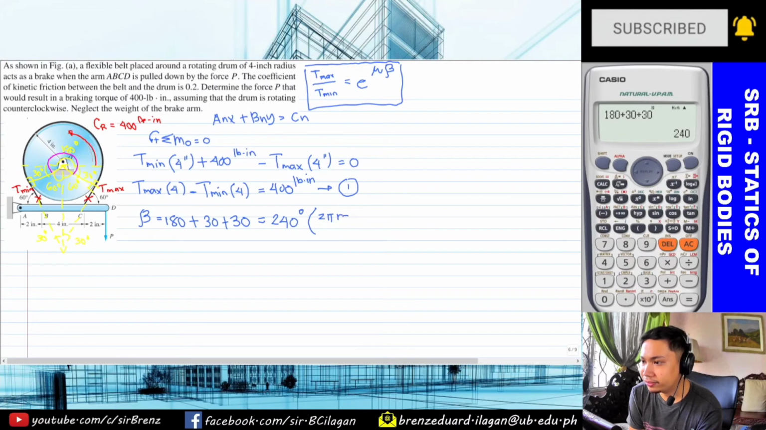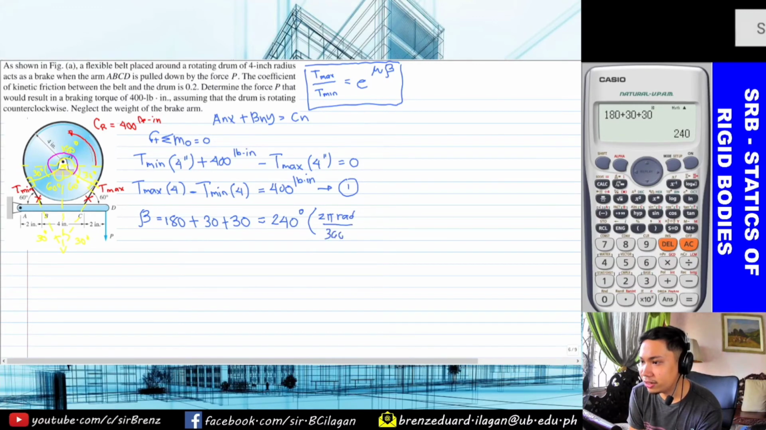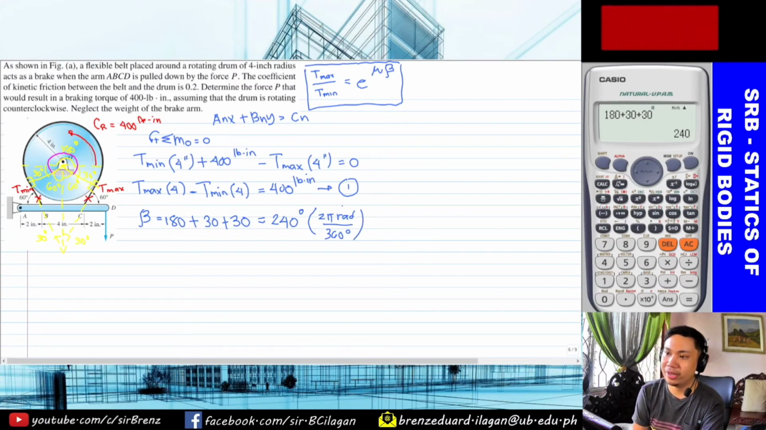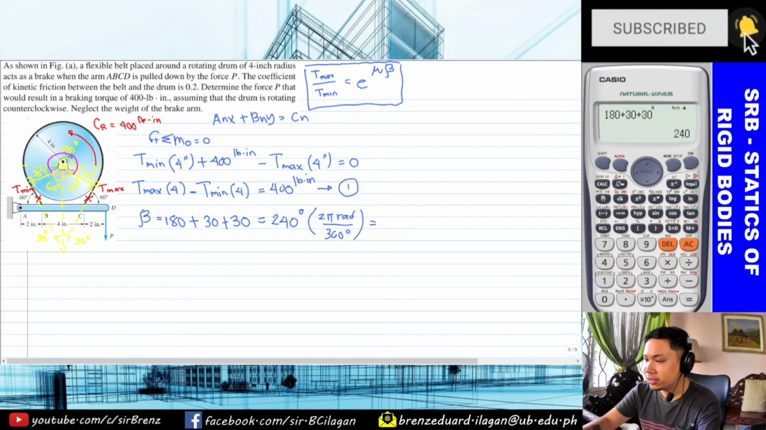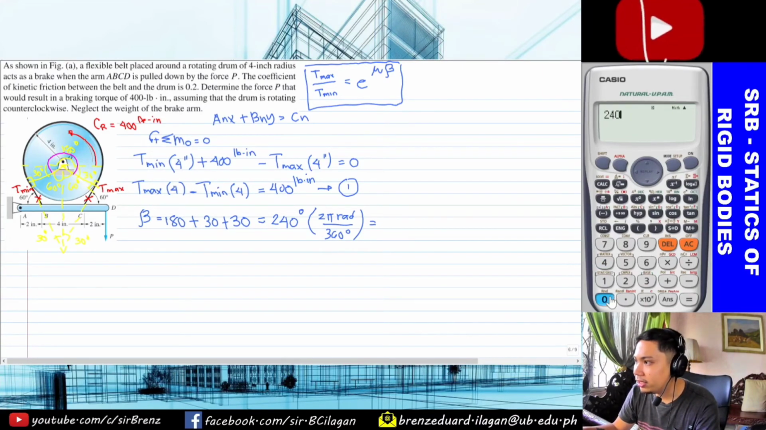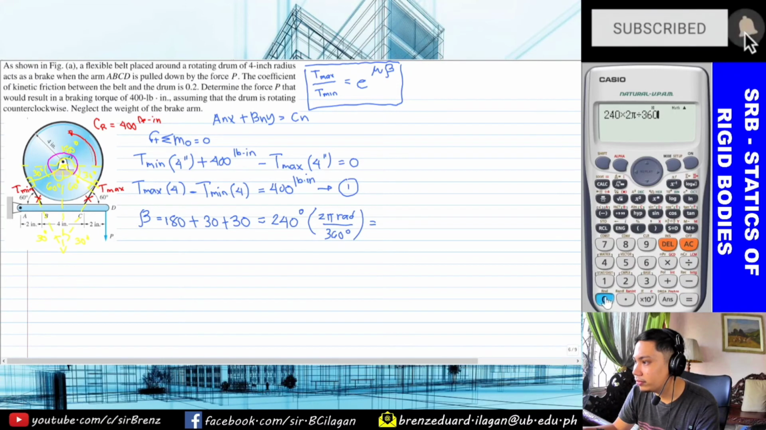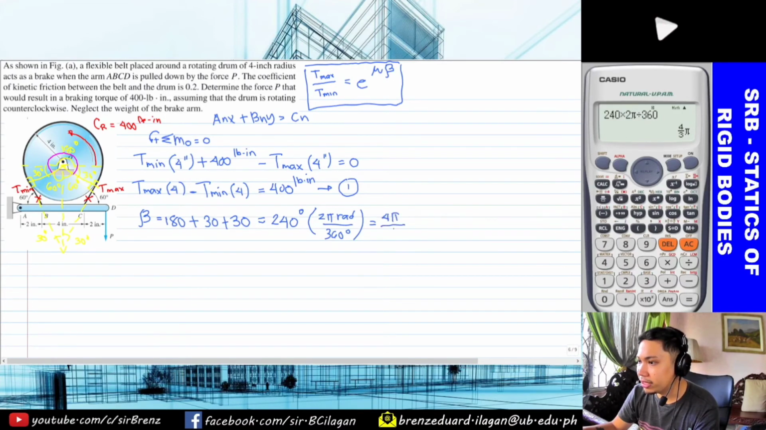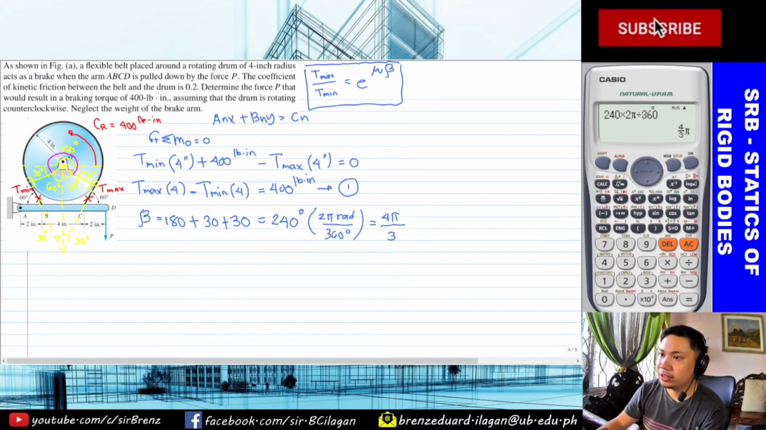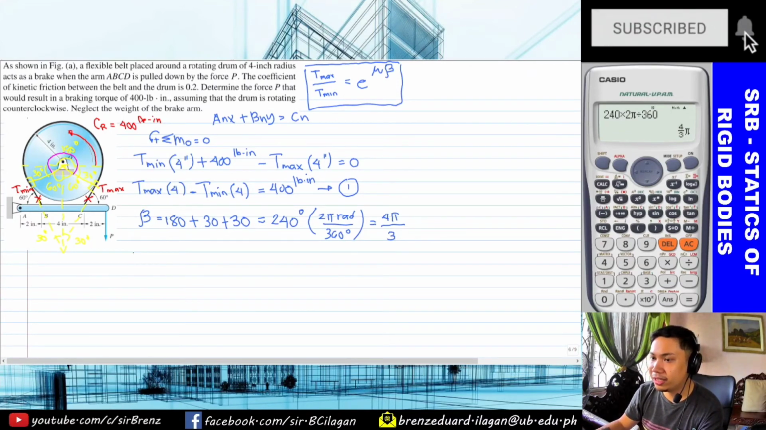That is 2 pi rad over 360 degrees, or you can simplify it to pi over 180. So, 240 times 2 pi divided by 360. Sorry, it's slow because it's on different tabs and on the desktop, and I'm using the mouse. The result is 4 pi over 3. Alright, since we now have this value, we can now apply this equation.